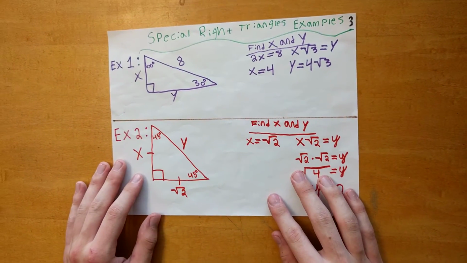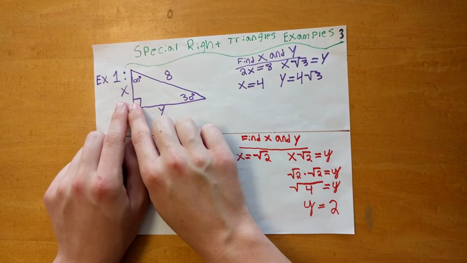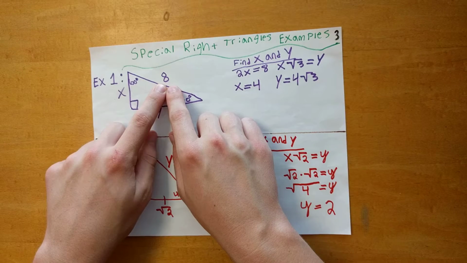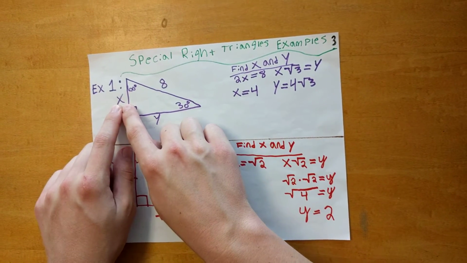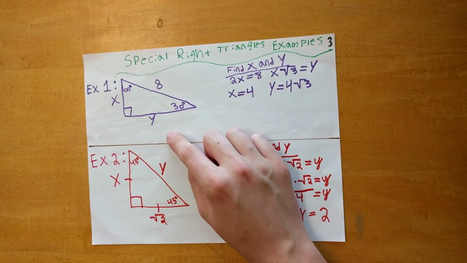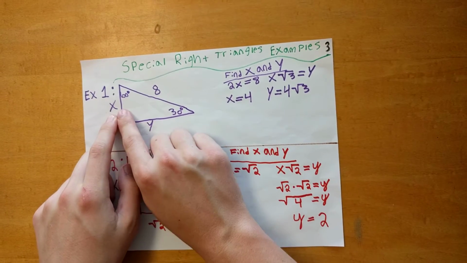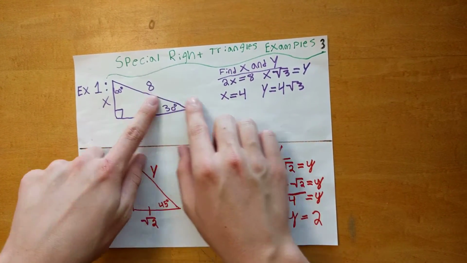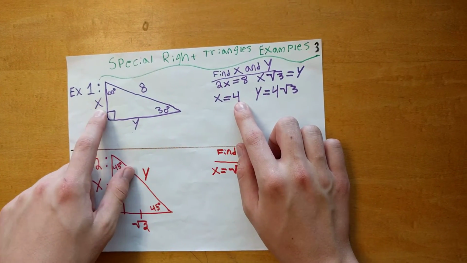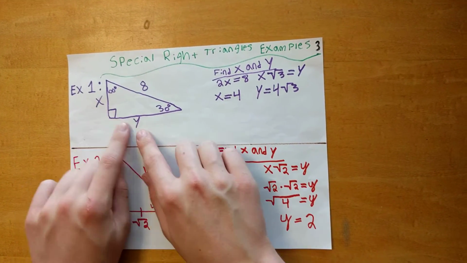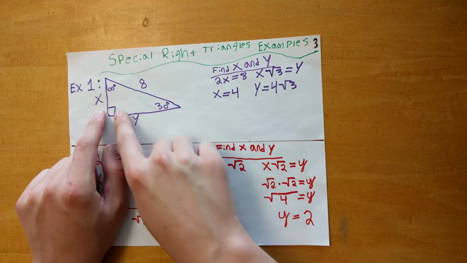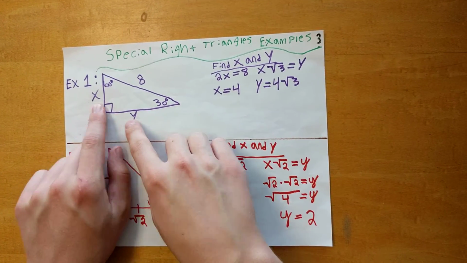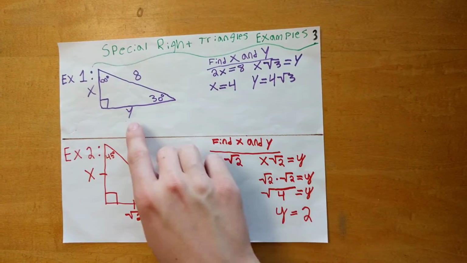For an example of a 60-30-90, it gives us 8 as the hypotenuse, x is the short side, and y is the long side. So when we're finding x, we know that 2 times the short side equals the hypotenuse. So 2x equals 8, x equals 4. So we know that the short side is 4. When finding y, we know that it's going to be the short side times square root of 3. So 4 times square root of 3 gives us y.